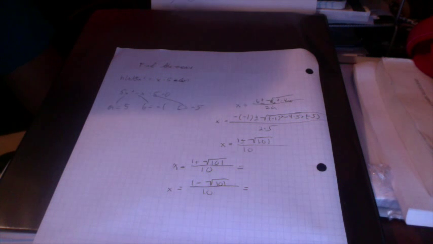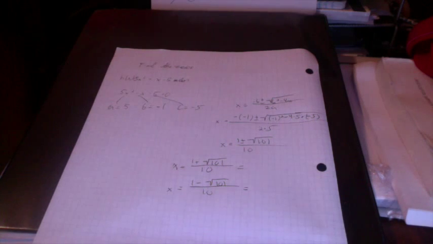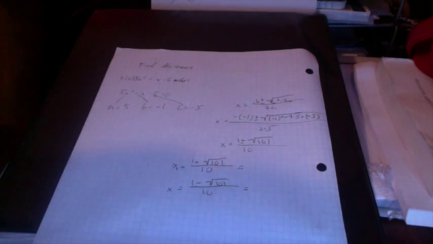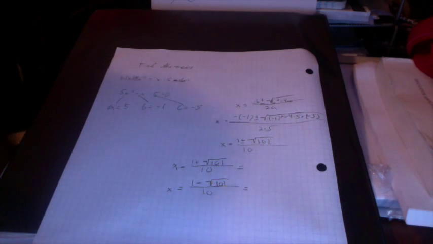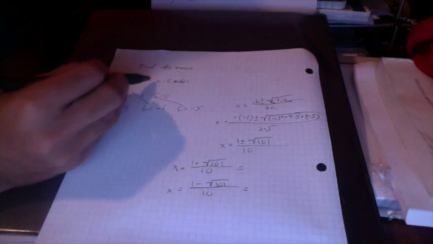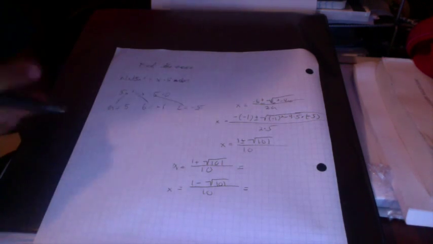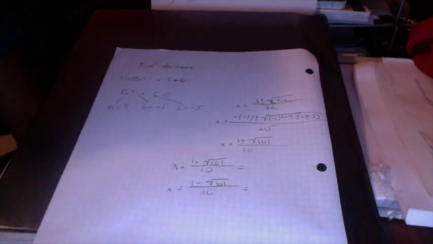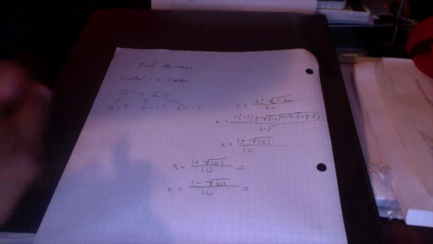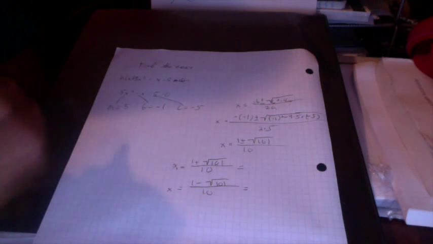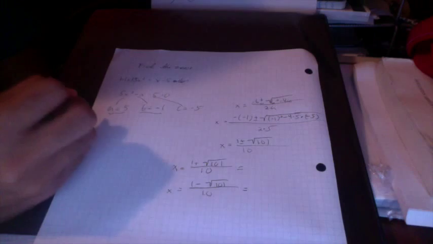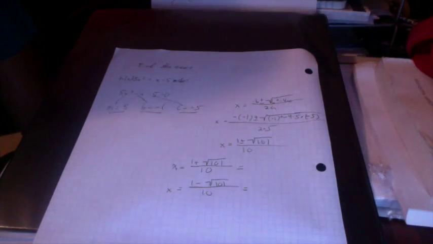Now I'll be doing a similar problem to the last one I did with zeros. Here I'm going to find the zeros for the function h of x equals 5x squared minus x minus 5. What we first do is put it alone: 5x squared minus x minus 5 equals 0. We identify, like last time, a equals 5, b equals -1, and c equals -5.